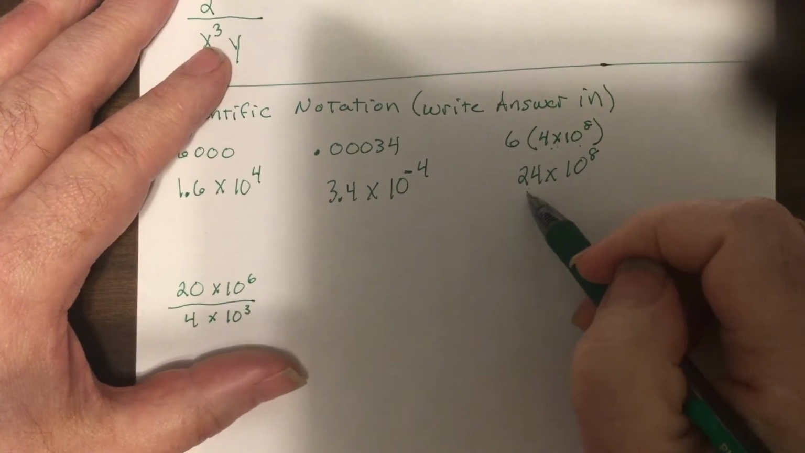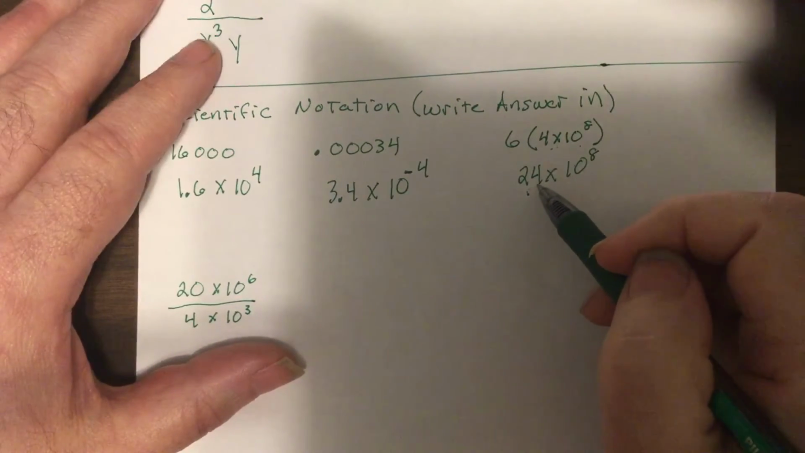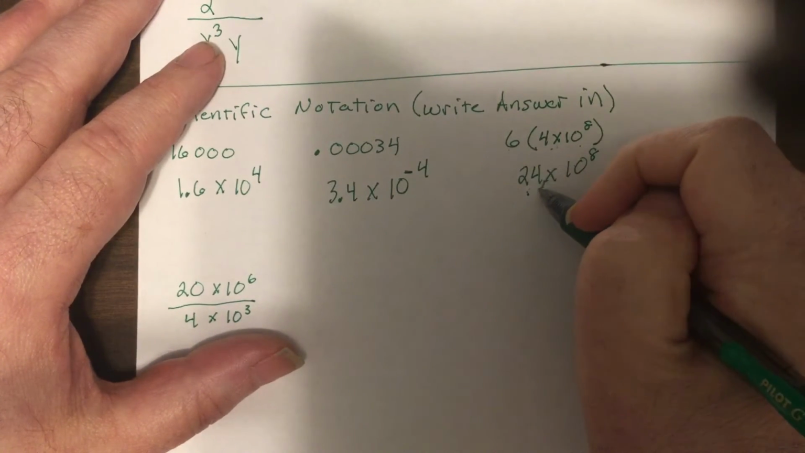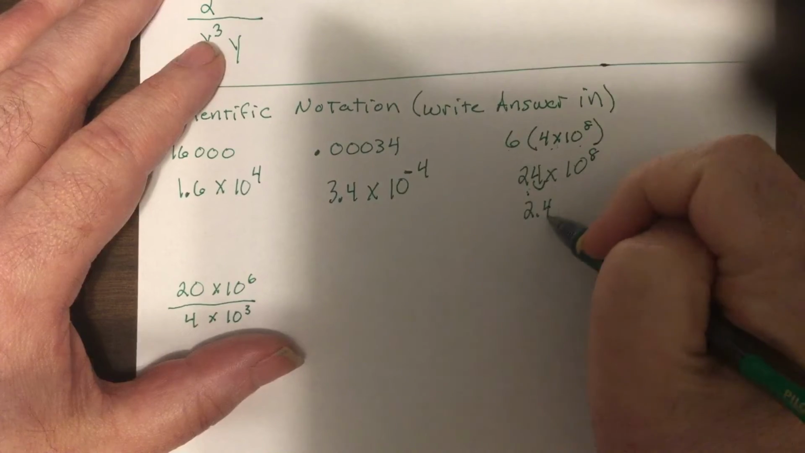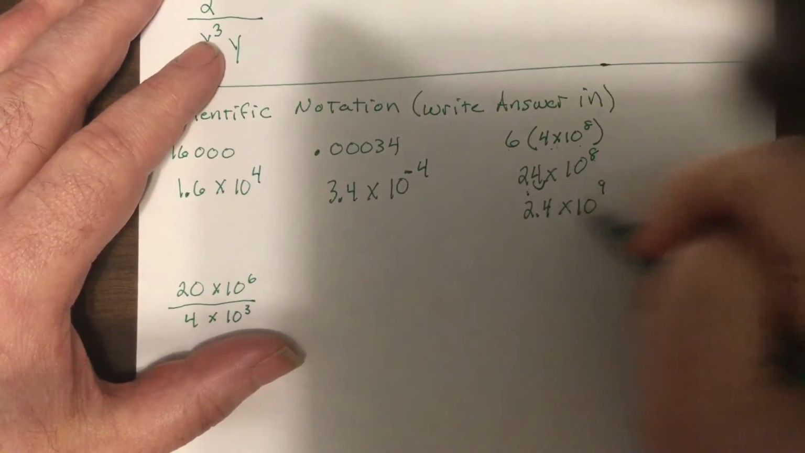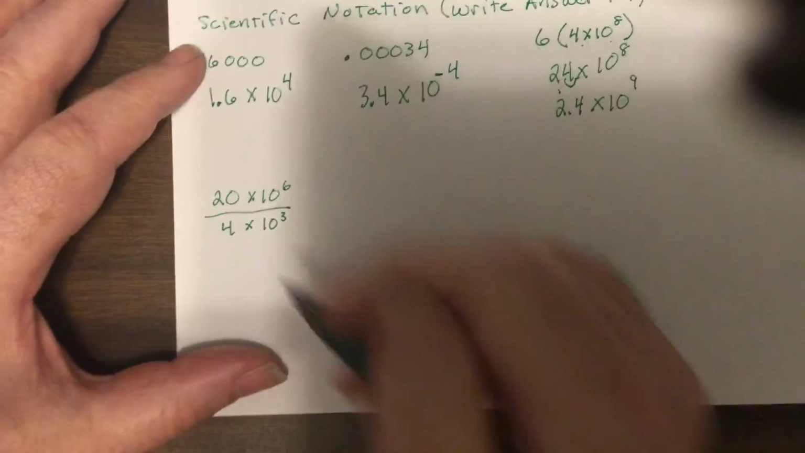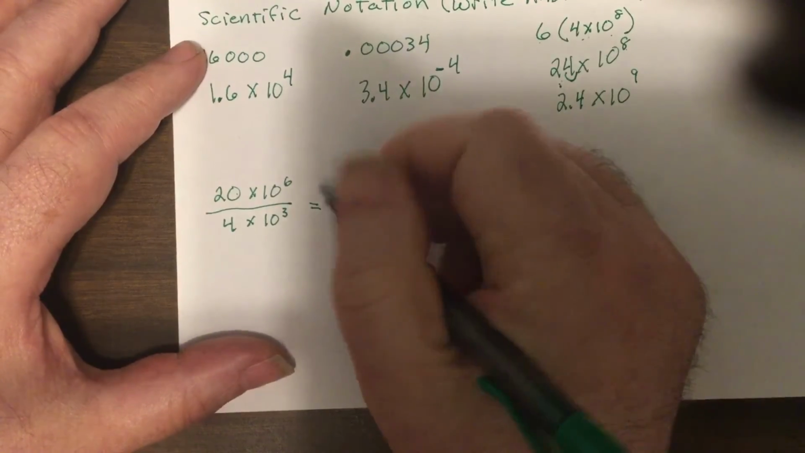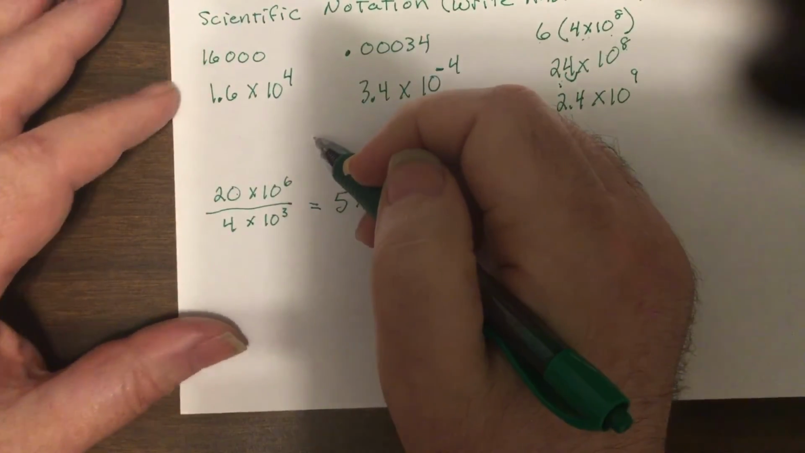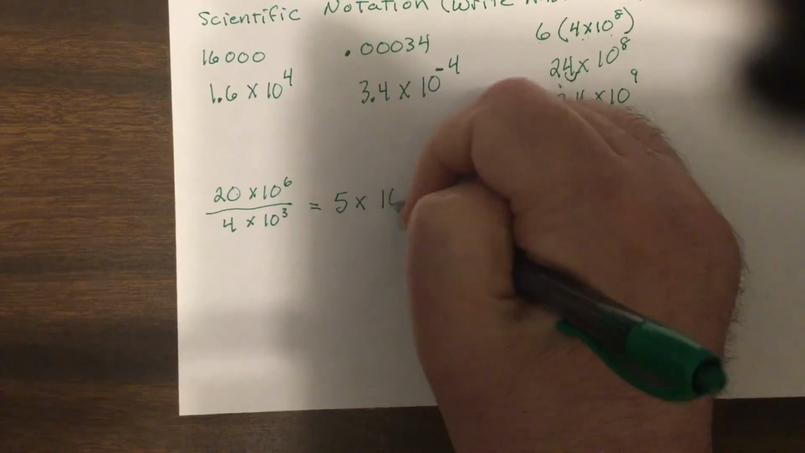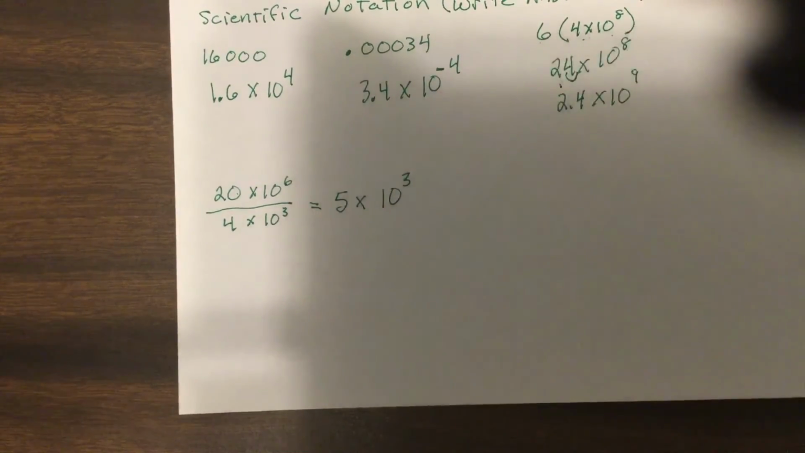But this has to be between 1 and 10. And there's one on there that's going to trick you. It leaves you a number bigger than 10. You got to change it. So move the decimal 1 to 2.4 times. This has to go up by 1 to keep it balanced. Then here, 20 divided by 4 is 5. Times, when you divide 2 things same base, you subtract the powers. And 6 minus 3 would be 3 on the top.